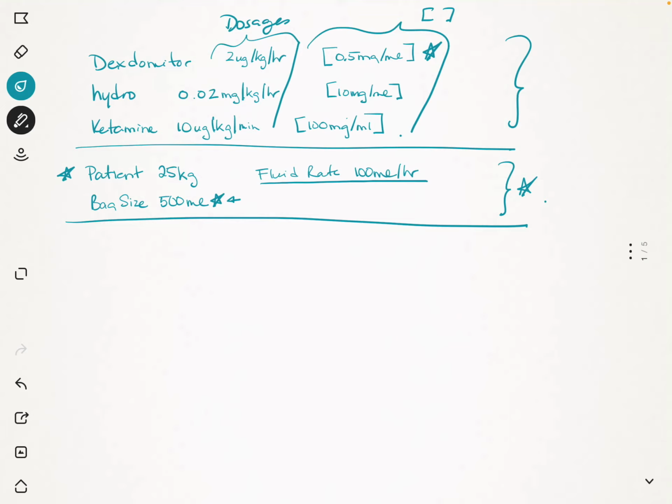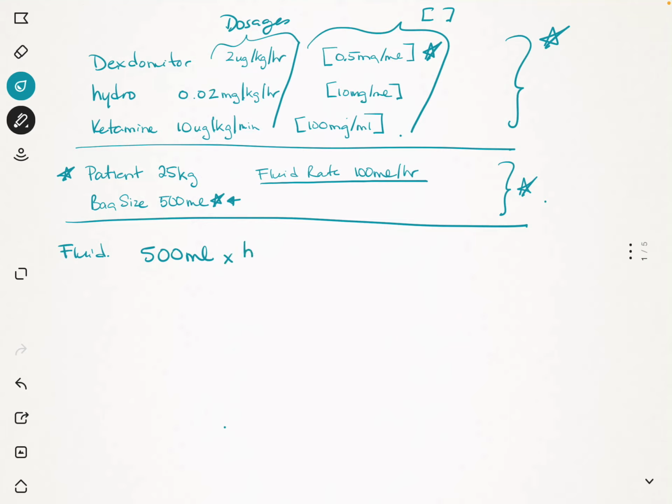So let's go ahead and do that first, because then it'll allow us to go ahead and figure out our mils that we're going to add in this section here. So let's start off with our fluid. Okay, so essentially what we're going to do is we're going to take the size of the bag, which is 500 mils, and we're going to divide it by the rate of fluids. Or if we're going to set this up with dimensional analysis, remembering that we're looking for how many hours this bag is going to last.